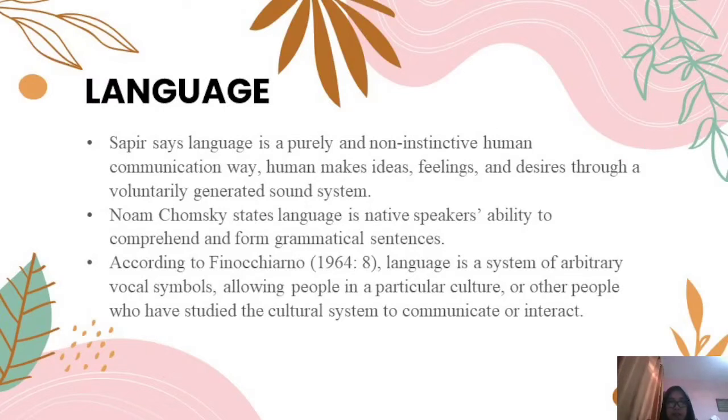There are similarities between the statements. The experts say human, native speakers, people, and community, which means it refers to only one creature, that is human. Language, as it has been defined, is always about how humans communicate. That doesn't mean other creatures cannot communicate, but language is only made for humans as their means of communication.